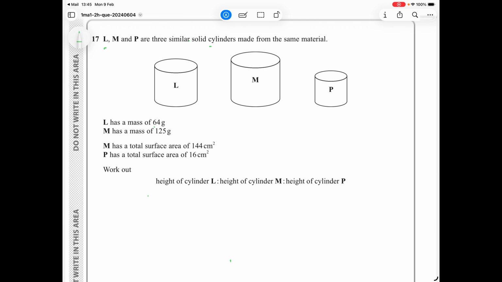L, M and N are three similar solid cylinders made from the same material, so they have the same density. L has a mass of 64 and M has a mass of 125 grams. Now, I'm going to just show you that you can do this.